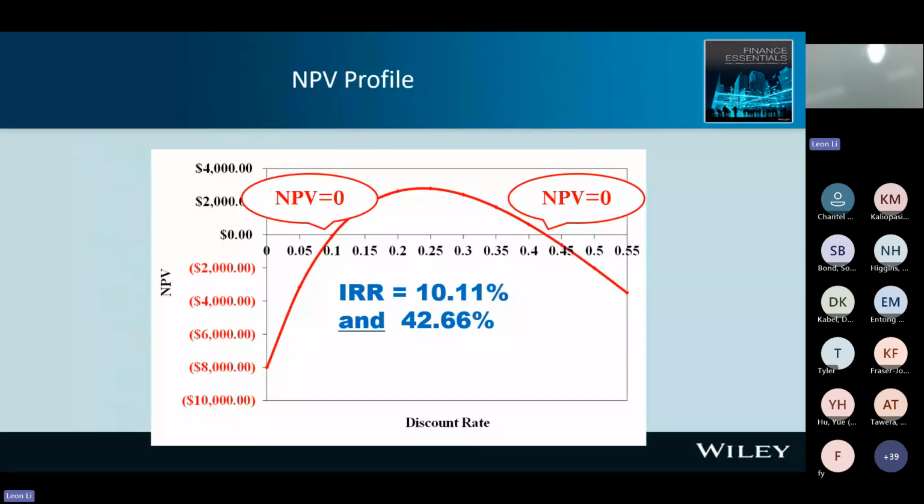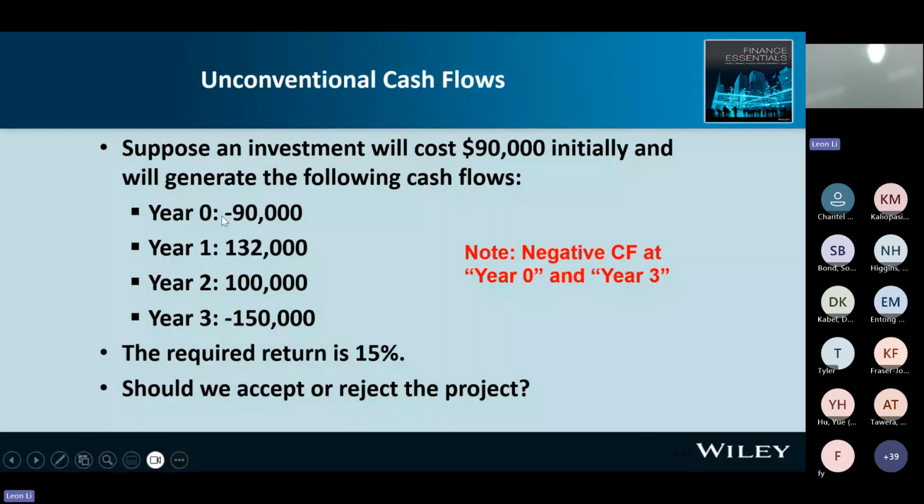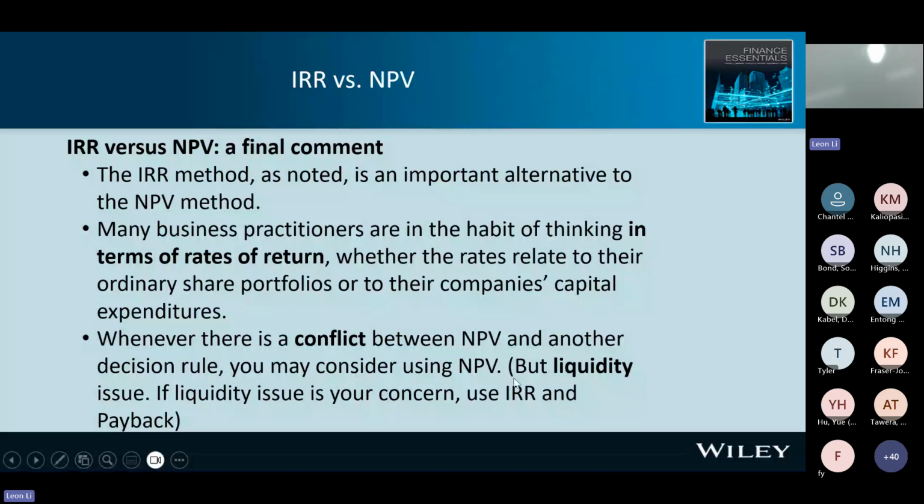So again, let me show you the unconventional cash flow. That means your cash flow has a negative cash flow, not just 1 time, but 2 times, or even 3 times. Then you need to use the NPV. However, we like to address the liquidity issue, right? So if the liquidity issue is your concern, using IRR and the payback will have some advantage. For example, liquidity means you need the money as early as possible. Then IRR and the payback will be a good choice.